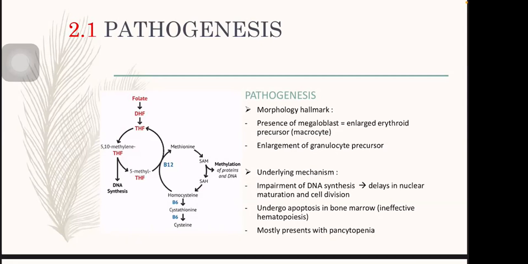Others succeed in giving rise to RBCs, but with fewer cell divisions, so the total output is still diminished. As a result, patients with megaloblastic anemia exhibit pancytopenia, showing anemia, thrombocytopenia, and granulocytopenia, which means a low count of all three blood cell lineages.